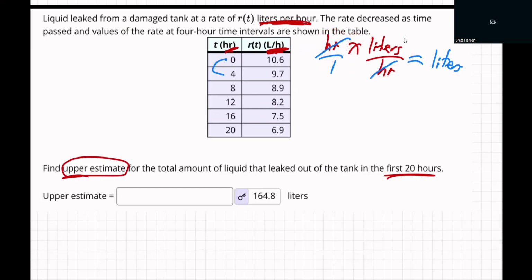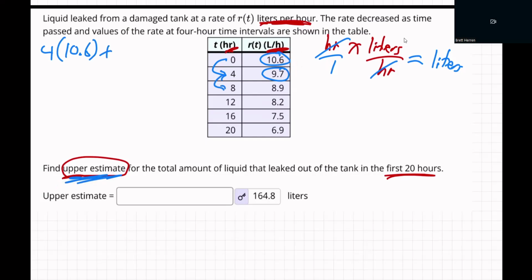We're going to say from 0 to 4 hours, they started leaking at the start of that time period, the leak rate was 10.6 liters per hour, but it slowed down to 9.7. So we're supposed to do an upper estimate, so I'm going to use the higher of the numbers. I'm going to assume it leaked out at the higher number, 10.6 liters per hour for 4 hours. Now, in reality, it's slowed down, so this will be an overestimate and upper estimate.